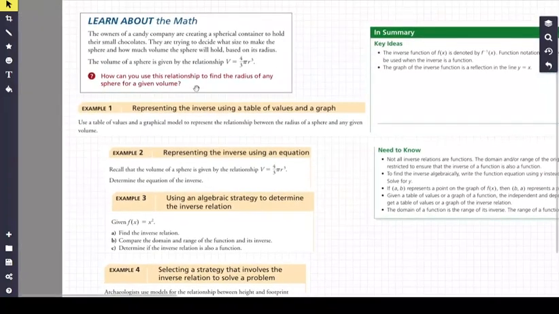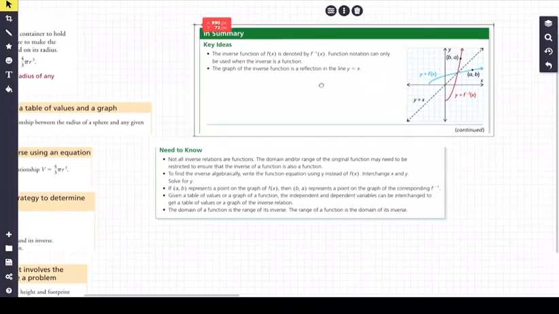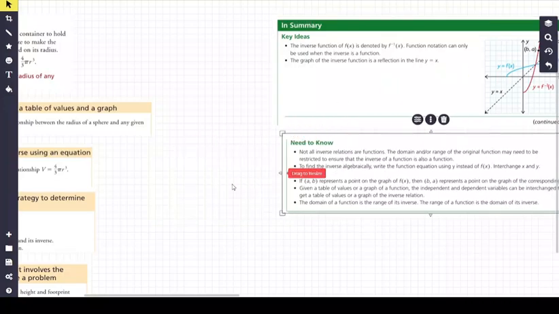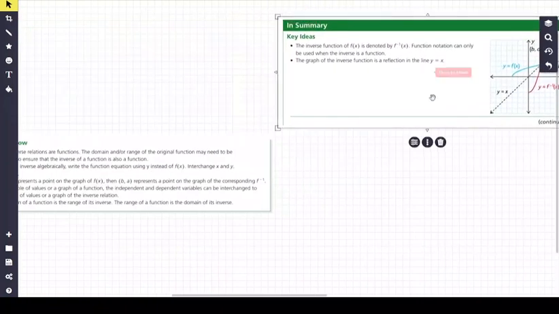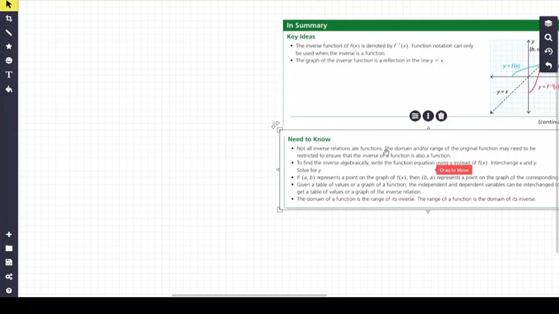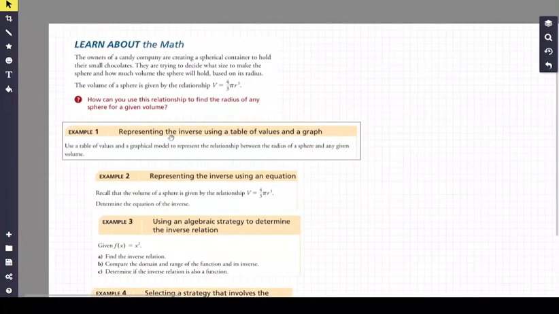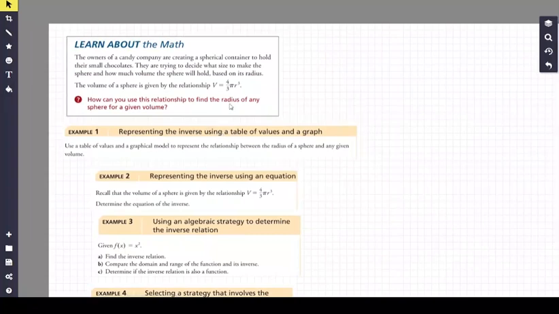How can you use this relationship to find the radius of any sphere based on a given volume? So instead of using this formula to give us the volume from the radius, we're now just given the volume, and we want to work backwards. This is the whole point of having inverse functions. It's basically working backwards. So let's see how to do this.